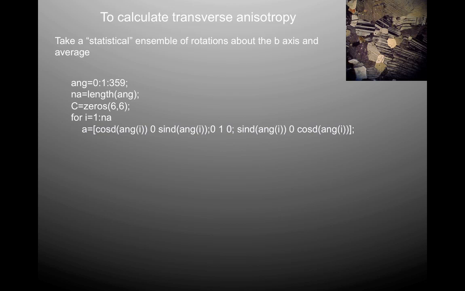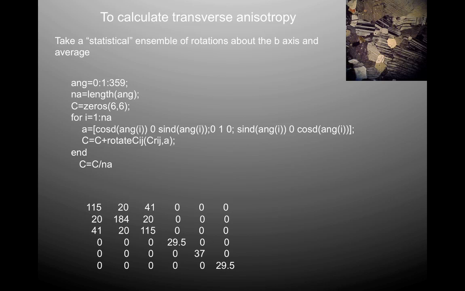We determine a rotation matrix. This is our transformation matrix. It's a rotation about the B-axis. And we have, as usual, the sines and cosines of the angle. Now the average is going to be obtained by summing these various rotated matrices, and so we rotate it and add it to the previous value of C. We end this loop with the end command, and then we divide the outgoing constants by the total number of samples, and that gives us the average.